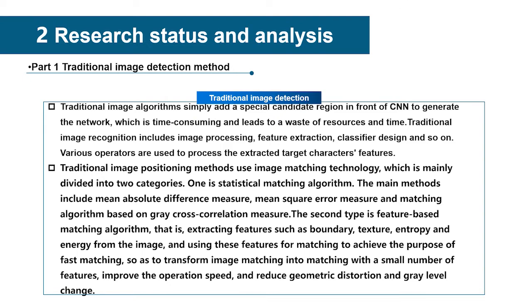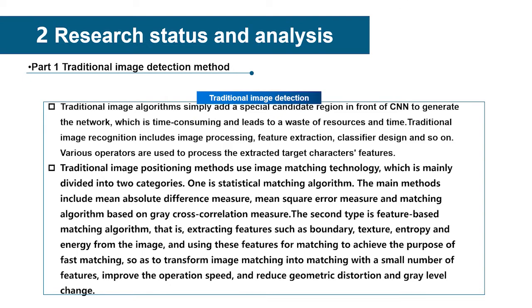Traditional image processing methods use image matching technology, which is mainly divided into 2 categories. One is the statistical matching algorithm. The main methods include mean absolute differences measure, mean square error measure, and matching algorithm based on normalized cross correlation measure.